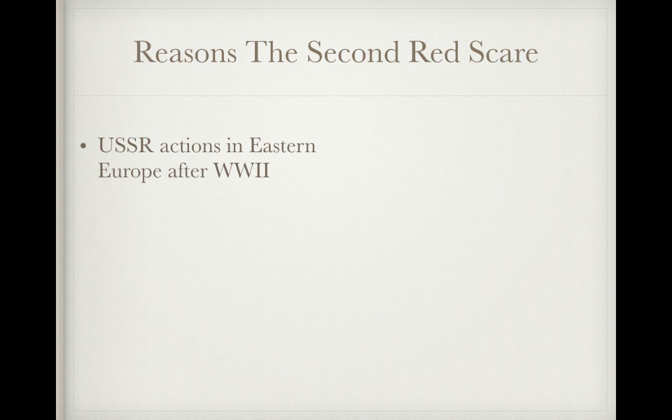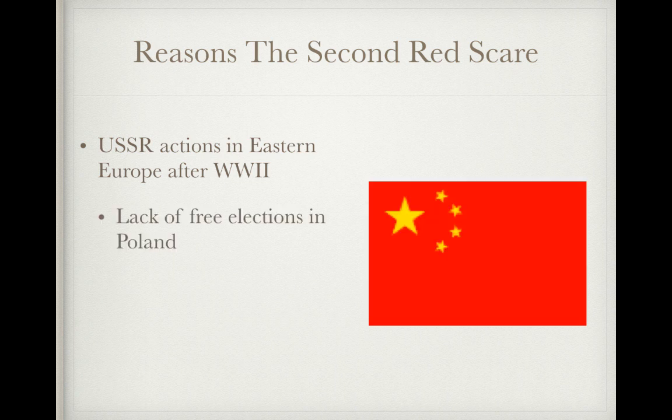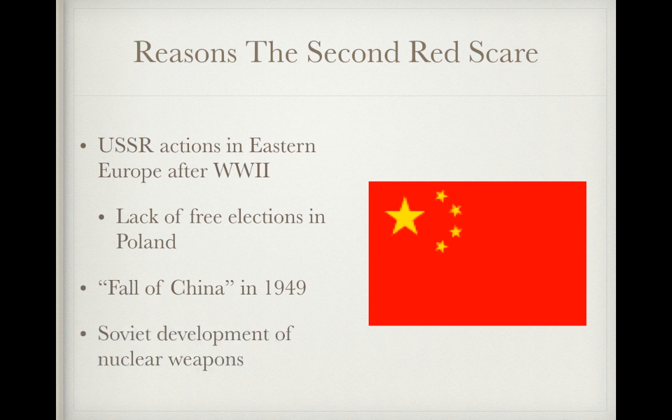So reasons for the scare include USSR actions in Eastern Europe after World War II. And one of those was the lack of free elections in Poland. Stalin promised free elections for Poland after World War II, but he went back on that promise. The fall of China in 1949, in which China became communist, scared many people in the United States that this threat of communism could spread to many other countries. And the Soviet development of nuclear weapons at a much faster rate than the United States anticipated, due to spies sharing information with the Soviet Union.